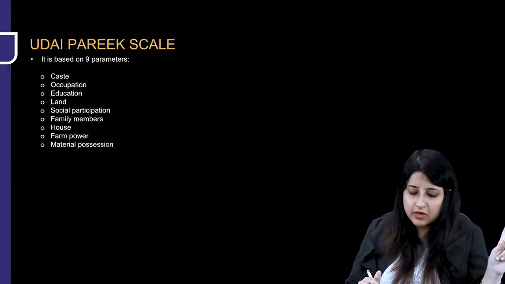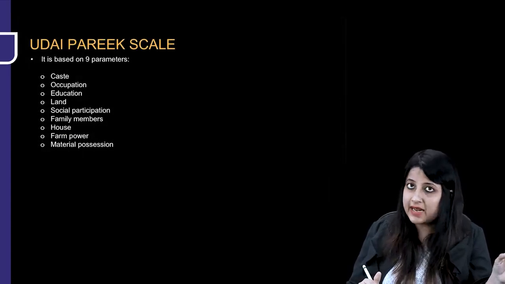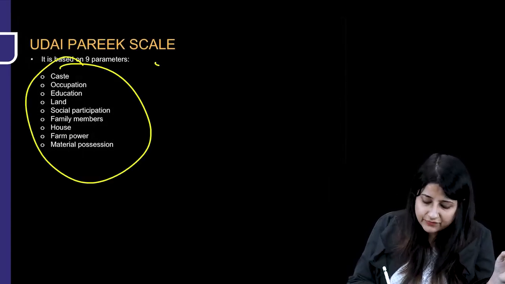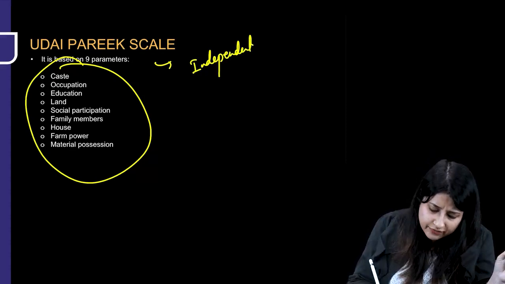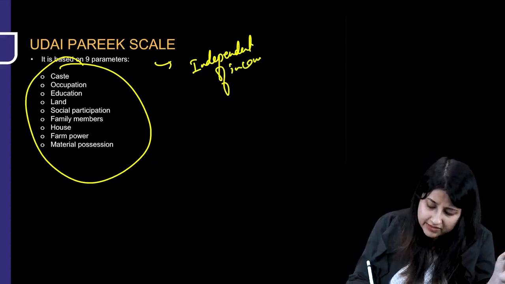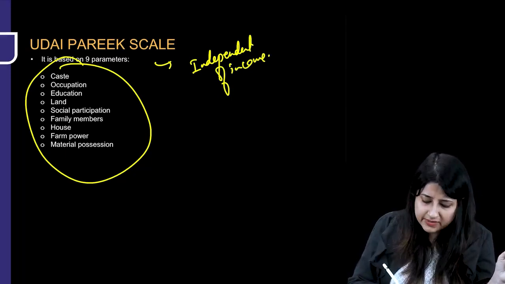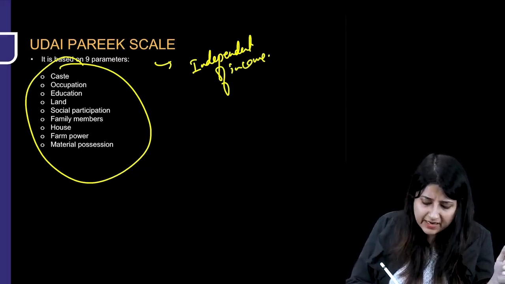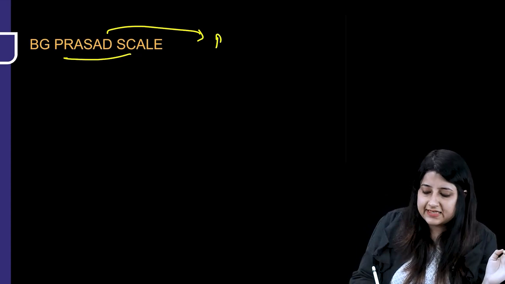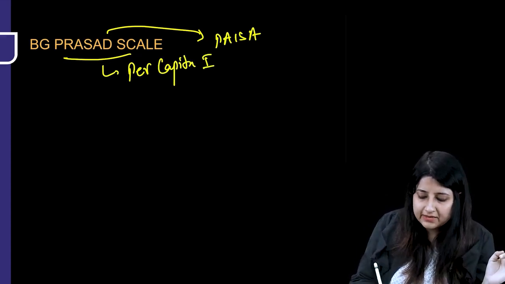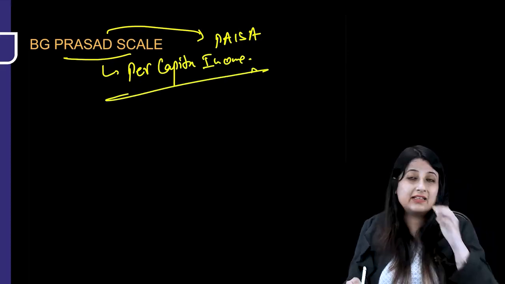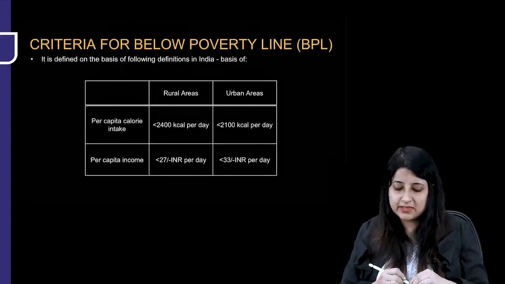Okay. Alright, Udai Parikh scale is based on 9 parameters. Udai Parikh is for rural areas. You just have to know that it is independent of income. You can see over here, income is not there: caste, occupation, education, land, social participation, family members, house, farm power, material. But BG Prasad, P for Paisa. So BG Prasad is dependent on what? Per capita income. So these are the socio-economic status scales which you must know.